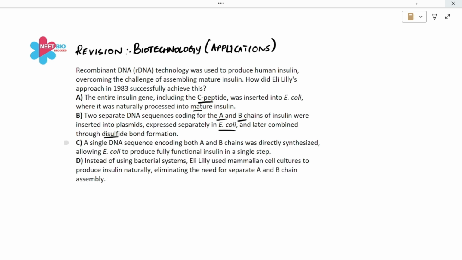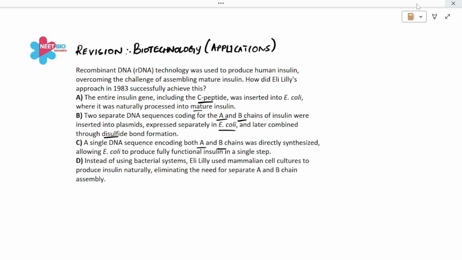Option C. A single DNA sequence encoding both A and B chains was directly synthesized, allowing the E. coli to produce fully functional insulin in a single step. And option D, instead of using bacterial systems, Eli Lilly used mammalian cell cultures to produce insulin naturally, eliminating the need for separate A and B chain assembly.